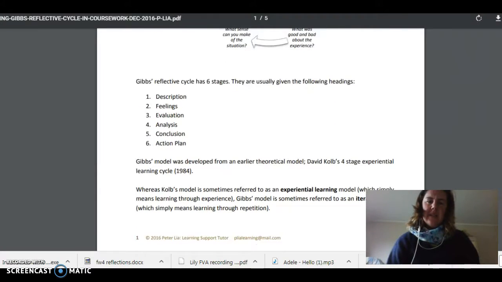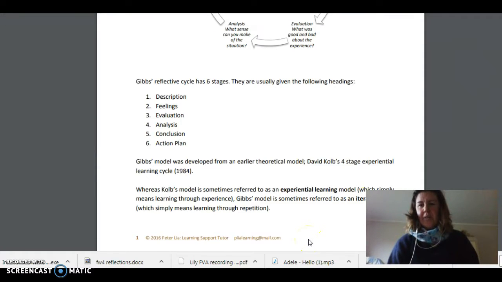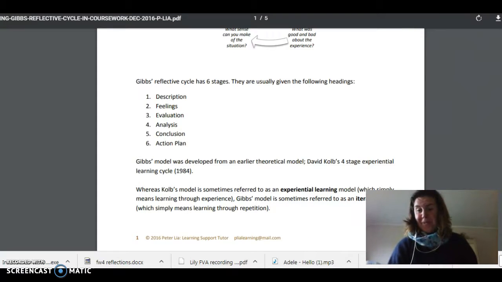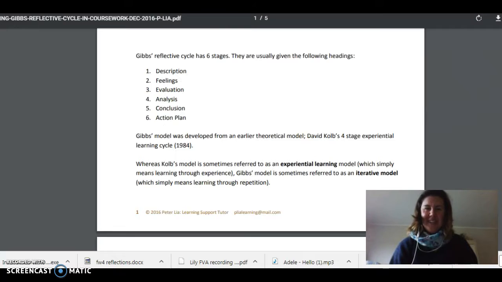So it says that the Gibbs model is actually an iterative model. It means that by reflecting over something that you've done, you will be practicing it. So through talking about it, writing about it, discussing it, drawing it, you'll actually gain insight and deeper knowledge into it, just simply through practicing it in another form. So that's the point of doing reflection, so that we continue to learn.